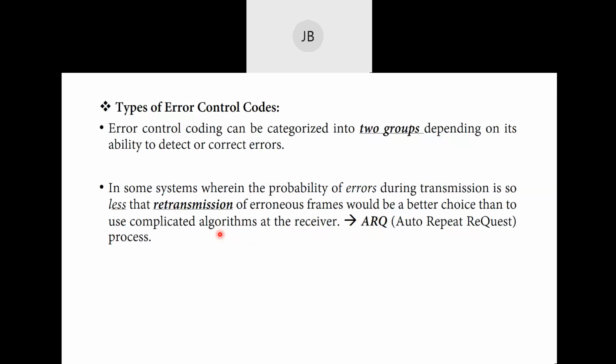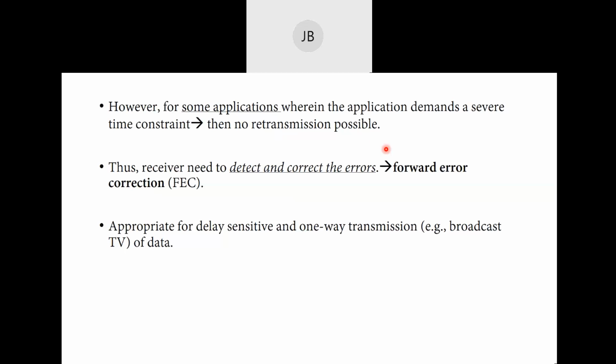So that is the very simplified version of communication system between transmitter and receiver, where there is no error control coding involved. But we are talking about the scenario where we will be using some error control coding schemes. So there are two classifications here that we will see in the next slides.